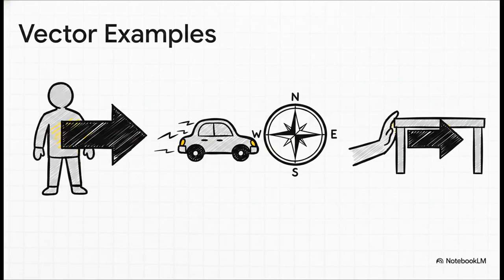Think of it like this. Saying you moved 10 meters, well, that's just a distance. That's a scalar. But saying you moved 10 meters forward, now that's a vector. A car's speed might be 60 kilometers per hour, but its velocity is 60 kilometers per hour to the east. It's that simple addition of which way that makes all the difference.